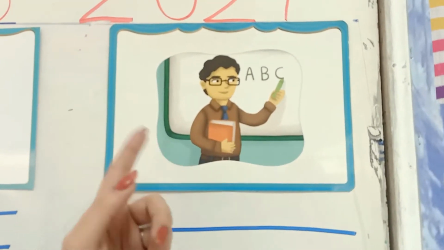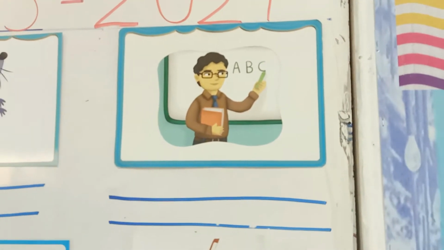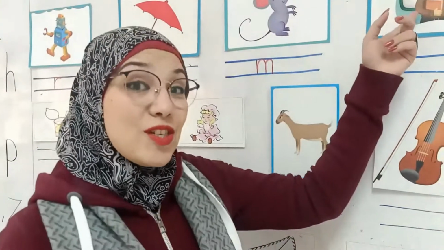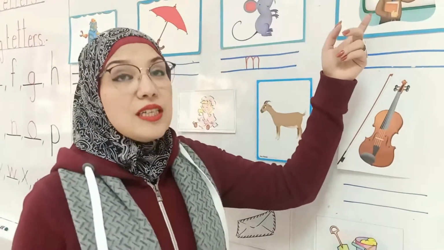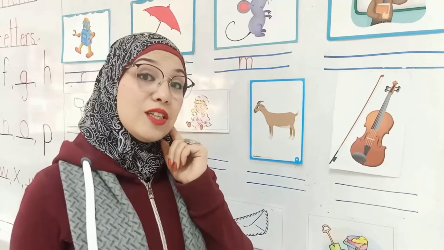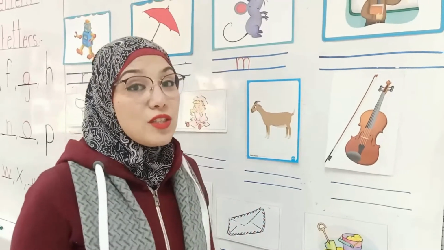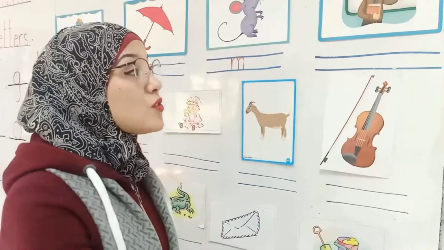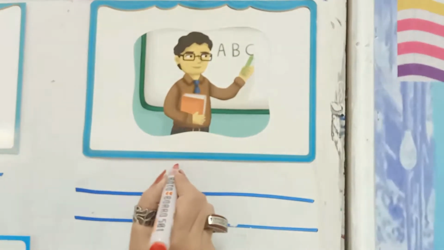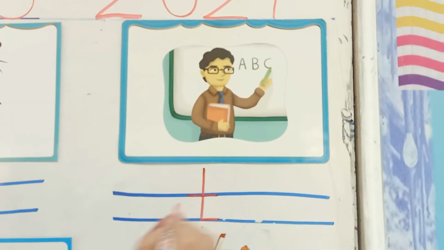After the mouse comes, who is he? Can you tell me who he is? Super. He is a teacher. Teacher starts with letter T. T is for teacher. This is how you write letter T.